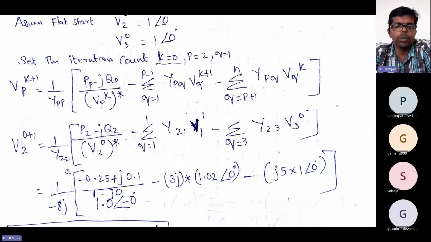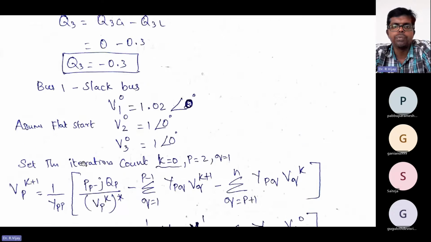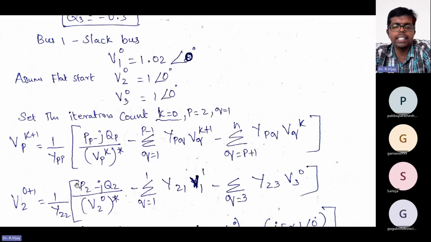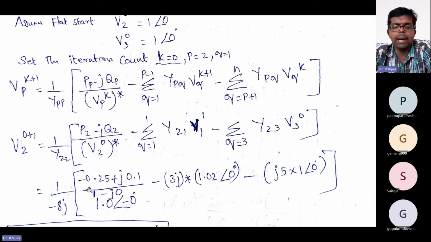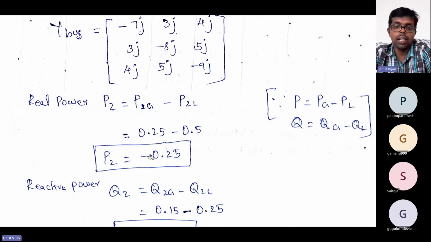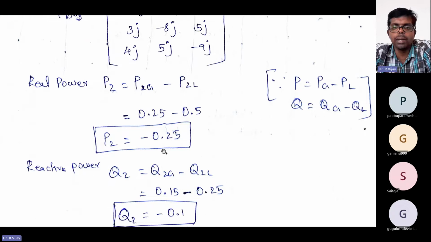And also here y22, what is the value for this y22? y22 is minus 8j. So here we have taken minus 8j. So here minus of Q2. Sorry, P2 here. You need to take the value of P2 that we already calculated, minus 0.25. So that only we have taken, not from the problem, because that is the generation. This is the P2 real power that we already calculated.